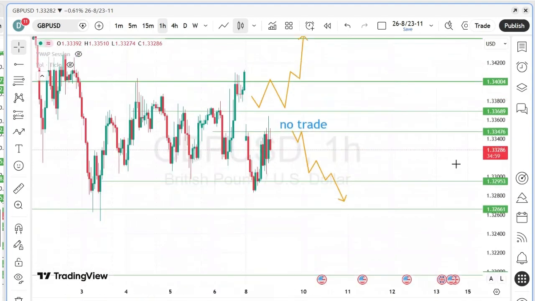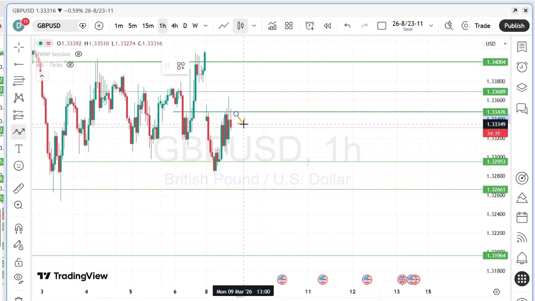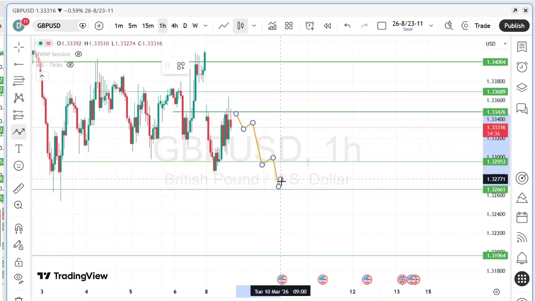So now I'll modify new support and resistances. This is a resistance zone. Below this level we can look for selling opportunities, and I am expecting that it may fall further.